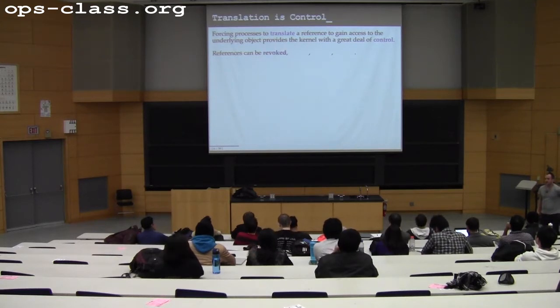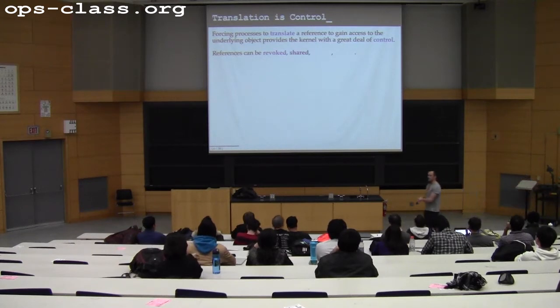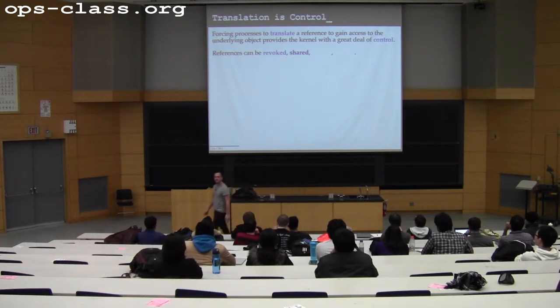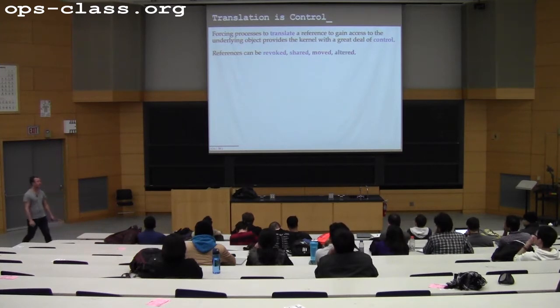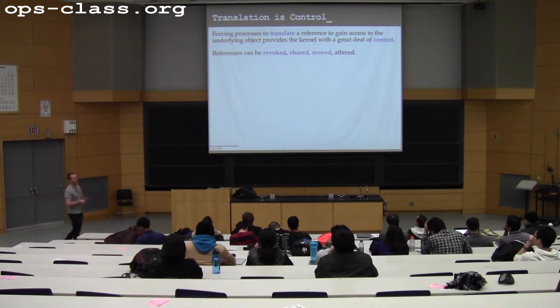We talked about how we could stop a process from continuing to use a reference that we had given it. We can allow processes to share references that look different but might refer to the same underlying object. We can move the object that it's referring to, because the fact that it has to translate this reference in order to gain access to it gives me a chance to undo whatever I might have done. This is something we'll talk about more next week. And finally, I can also alter properties of the underlying object without the user's knowledge. So this was a good thing.